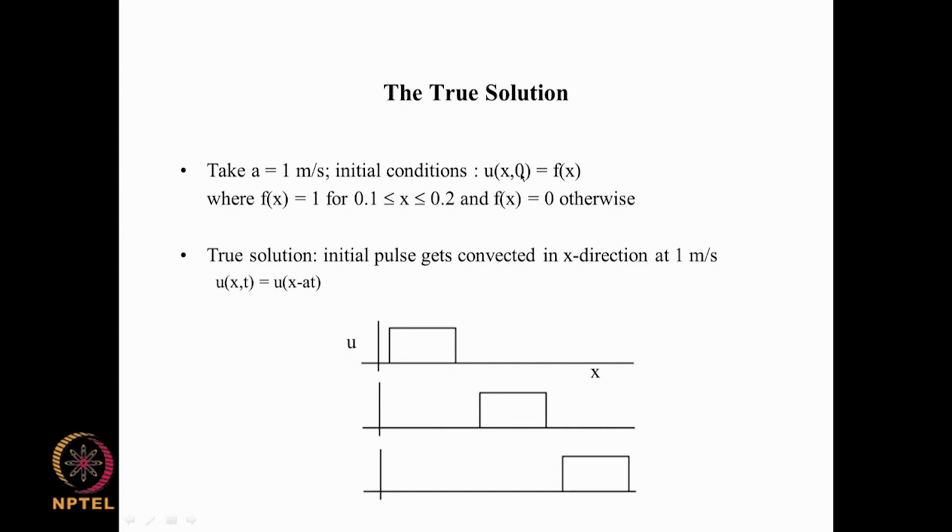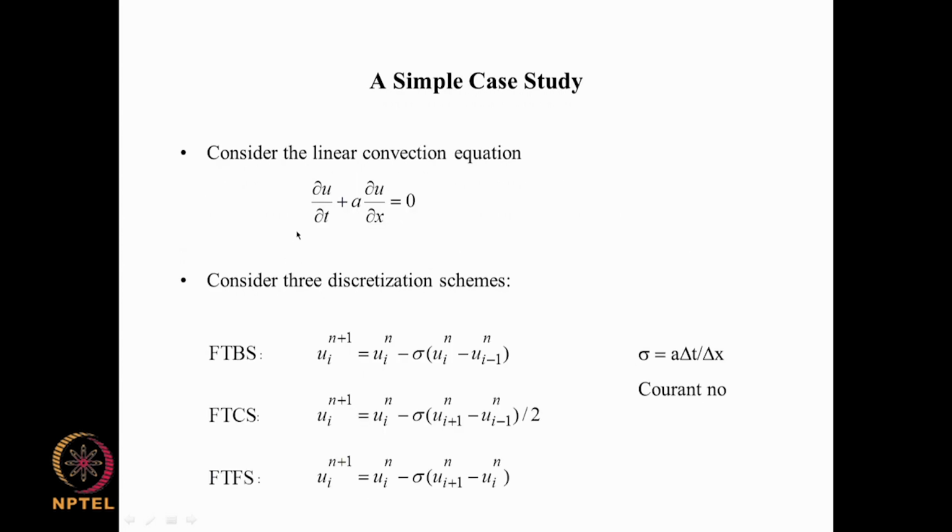u of x 0, so that is the initial condition, is given as a spatial distribution, and the spatial distribution is a simple rectangular pulse where it is equal to 1 over the interval of 0.1 to 0.2 and 0 everywhere else. Okay. The true solution to this is that this pulse would get transported in the positive x direction at a speed of 1 meter per second. So, you can actually verify that by substituting a solution like this, that is u of x t equal to u of x minus a t, is a solution for this partial differential equation. Okay.